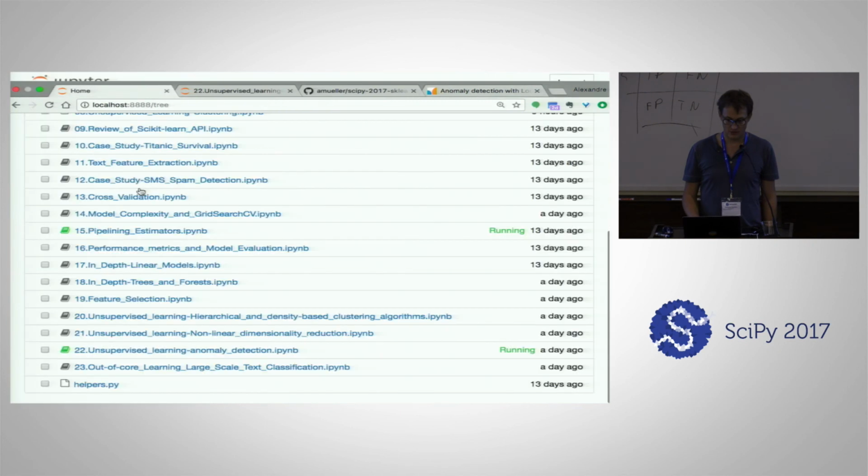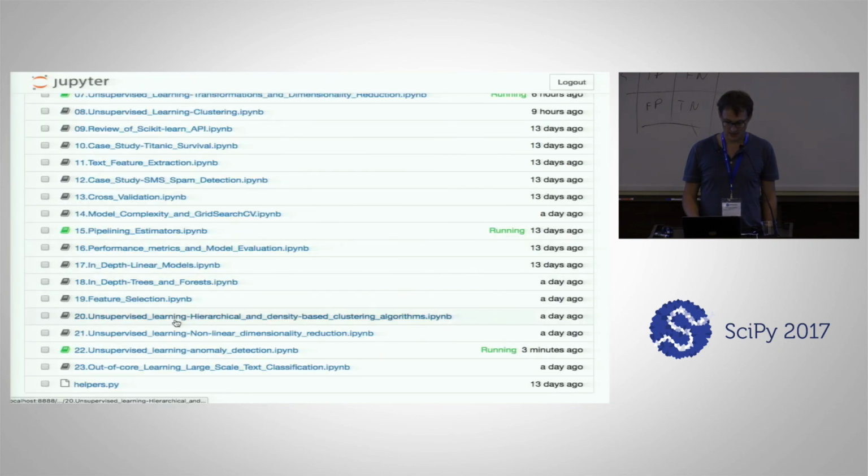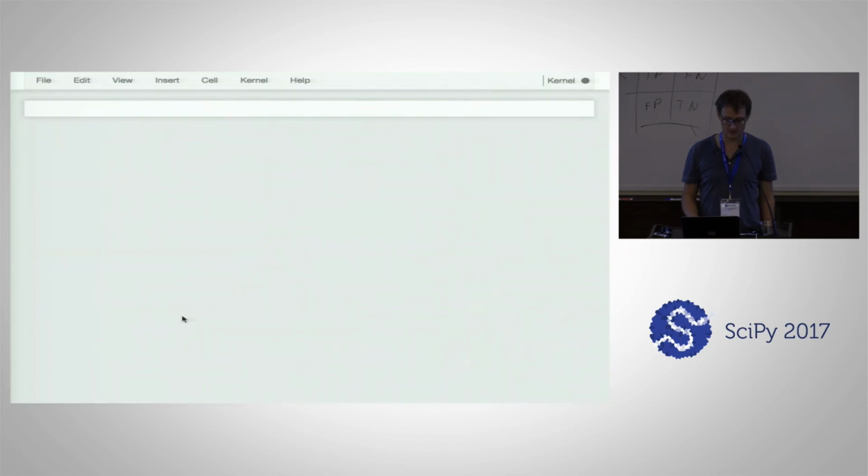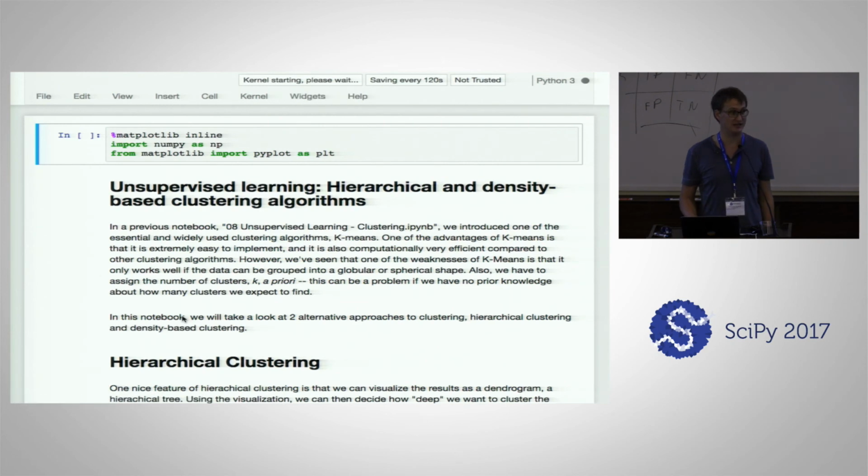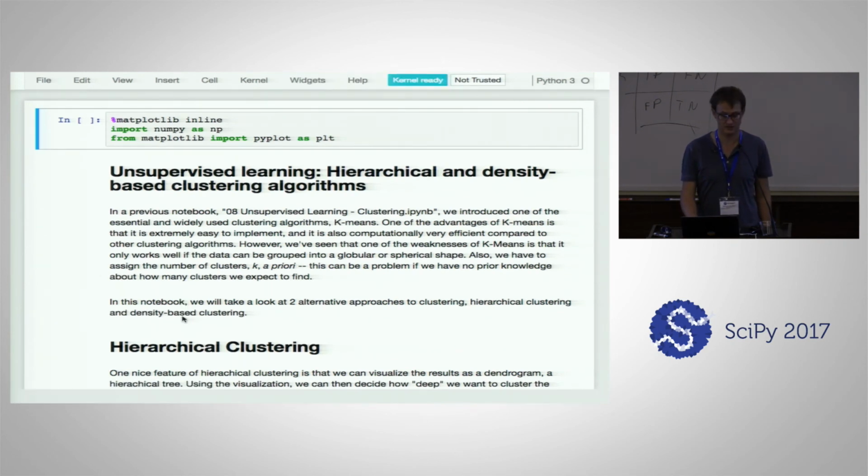Right, so now I'm going to jump back in time and jump to number 20 and show you more advanced clustering methods, including DBSCAN, because I think DBSCAN is cool.